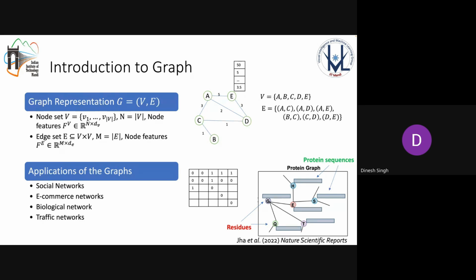Similarly, on e-commerce networks or biological networks or even traffic networks, you can perform all these kinds of things. So anywhere you can represent the domain knowledge in terms of nodes and the edges or links between them, and here everything can have features. A node can have features, an edge can have features. And those can be either univariate or multivariate features.